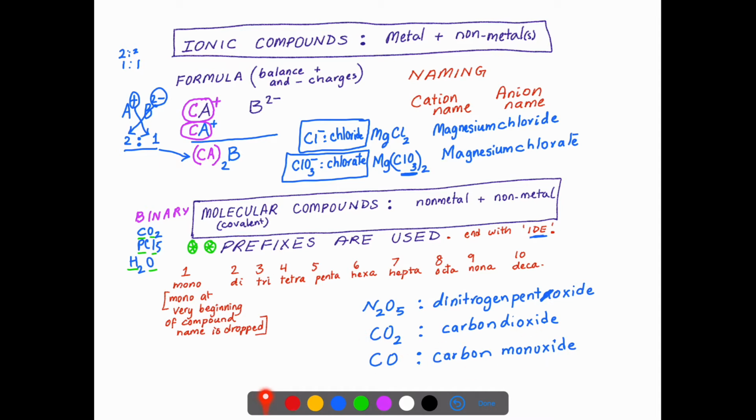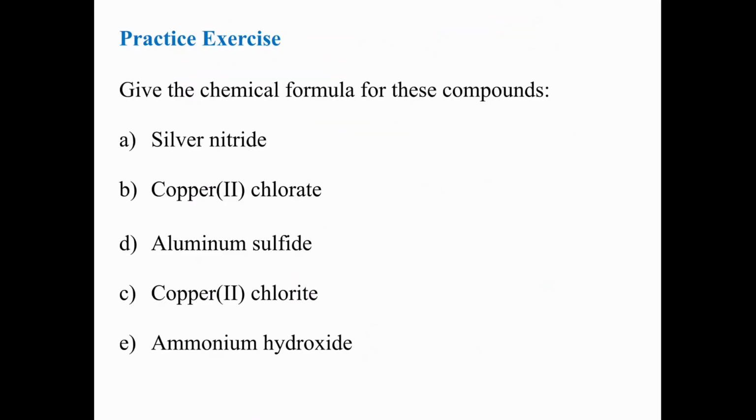These molecular compounds are named according to prefixes. So remember, prefixes are used for molecular compounds. The name ends with "ide." Mono is dropped only at the very beginning of the name of a molecular compound. Here are some examples.